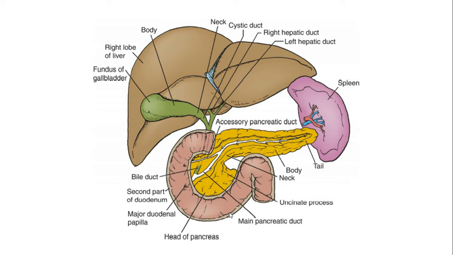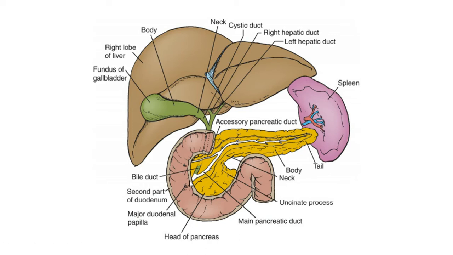The main duct of the pancreas begins in the tail right here and runs the length of the gland, receiving numerous tributaries on the way. It opens in the second part of the duodenum, at about its middle, together with the bile duct on the major duodenal papilla. As you can see, before it enters the duodenum, it merges with the bile duct and enters at the major duodenal papilla. Sometimes the main duct drains separately into the duodenum.